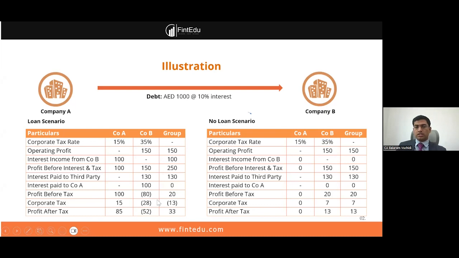So when we see these two scenarios, in the loan scenario where a loan is given by company A to company B, the profit after tax is 33 dirhams, whereas in the second scenario where there is no loan, the profit after tax is 13 dirhams. So by way of these loans between related parties, the group is able to save or have an additional profit amount of 20 dirhams. This is how group companies, by giving loans between them, are able to manage the interest amount as well as the net profit amount after taxes. Okay, so with this example, we can understand the impact and the importance of these interest thin capitalization rules.